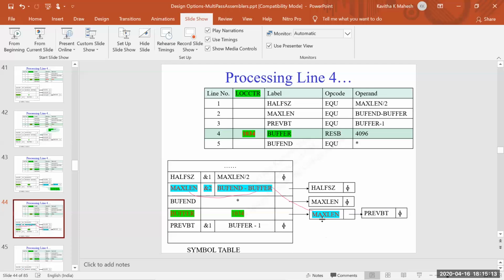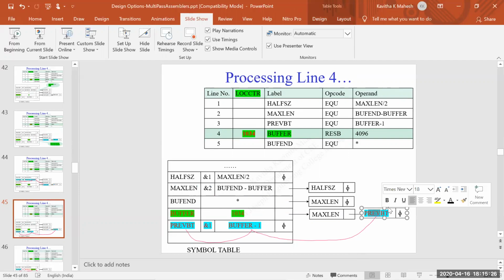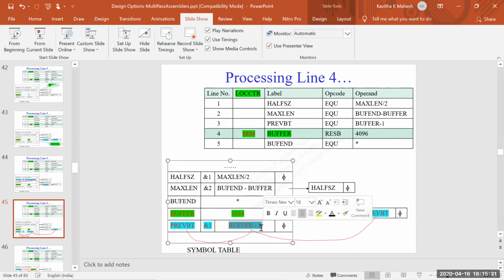Please note, one of the symbols that is dependent on buffer is maxlen. And how is maxlen defined? It is defined as buflen minus buffer. Another symbol that is dependent on buffer is previous byte. And how is previous byte defined? Previous byte is defined as buffer minus 1. So now, knowing the value of buffer, we can calculate each of these 2 symbol values: maxlen as well as previous byte. I'll begin first by processing the value for maxlen.